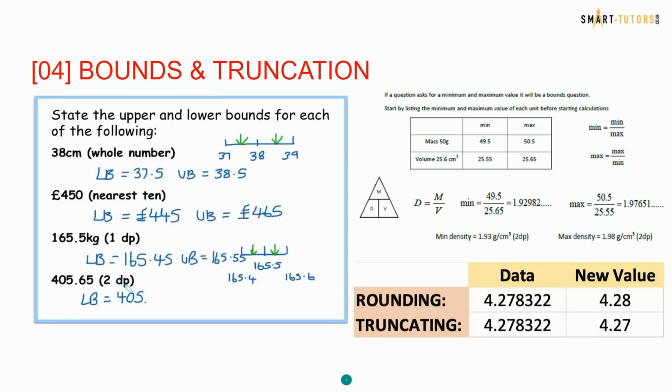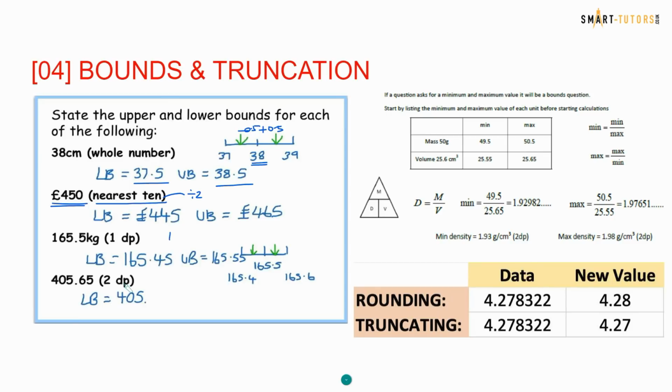So when you do the bounds question, have a look at this one. 38 centimeters to the whole number. So that means you can go for the upper bound as 38.5. So 38 here, the upper bound is adding 0.5, 38.5. Take away 0.5, which is 37.5. That is the upper bound and lower bound for the 38. 450 pounds to the nearest 10 means divide the 10 by 2, which is 5. Add 5, that is the upper bound. Take away 5, that is the lower bound.